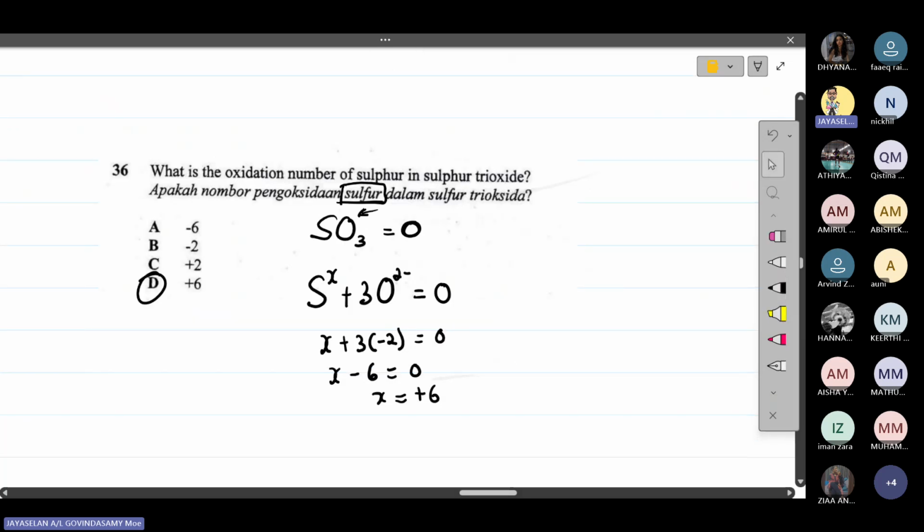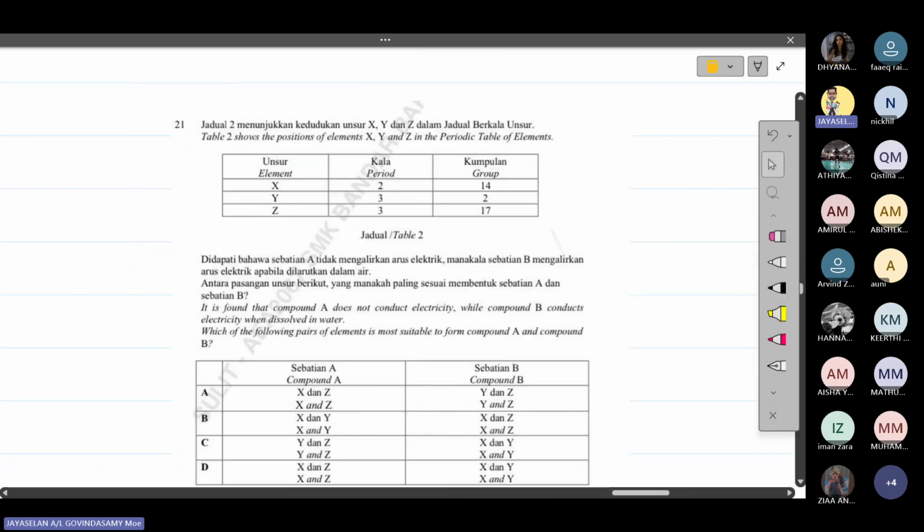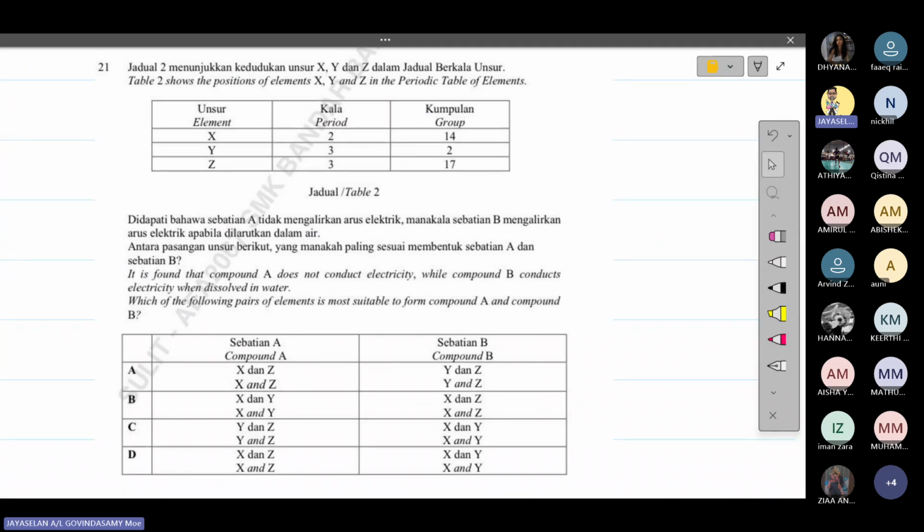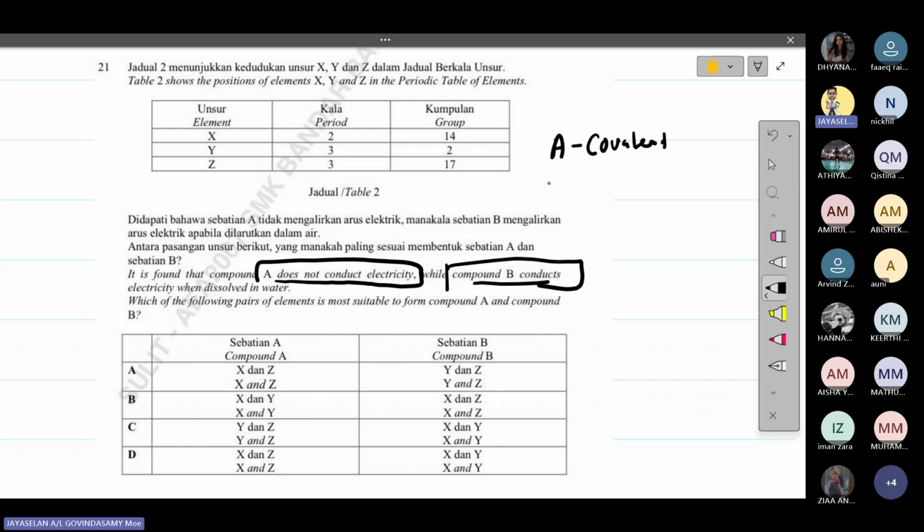Okay, so we do this one. This is the question Zia asked. This is from the trial, midterm paper. It is found that compound A does not conduct electricity. That means compound A does not conduct electricity. Compound B conducts electricity when dissolved in water. So that means compound A is a covalent compound.